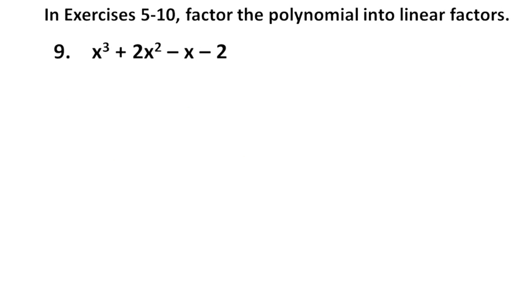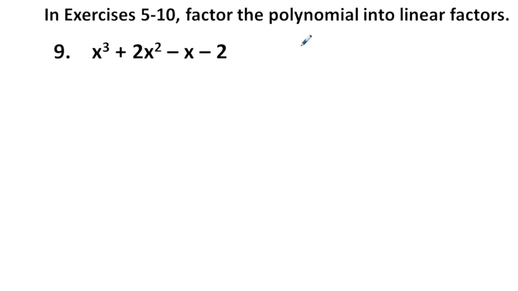Next, last undone problem is 9. Factor the polynomial into linear factors. Well, this one is a little more complicated because we have 4 terms in here, and you can try factoring by grouping. What you're going to have here is your possible factors, rational roots theorem.